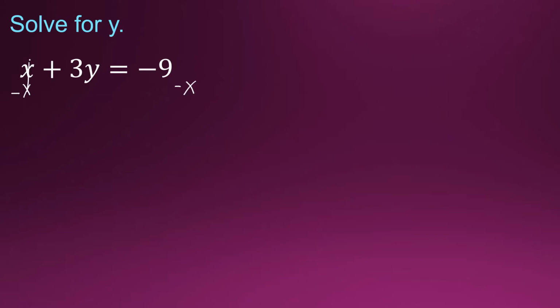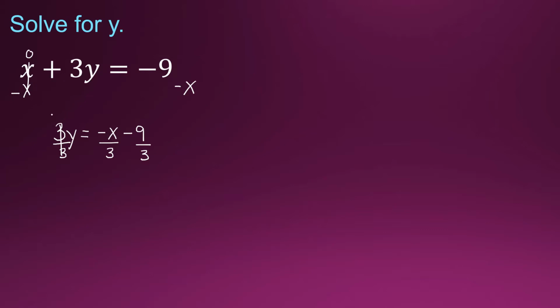X minus x is 0, so I'll bring down my 3y. And again, I like writing my variable term first, so I'm going to write a minus x. Becomes negative x. And since this is a negative 9, I write minus 9. One step down, one step to go. This time y is being multiplied by 3, so I'm going to divide by 3 on both sides. And like I showed you in the last problem, I'm going to write divided by 3 under each term.